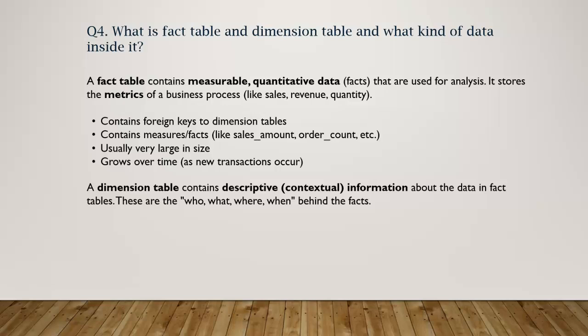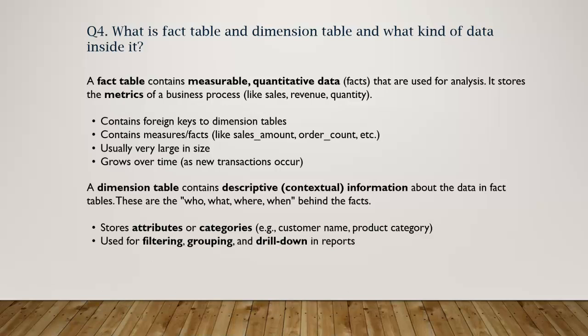And now, what is a dimension table? A dimension table contains descriptive, contextual information about the data in the fact table. These are the who, what, where, when behind the facts, that you can explain. So you basically store attributes or categories, for example customer name, product category, used for filtering, grouping, and drill down in reports.